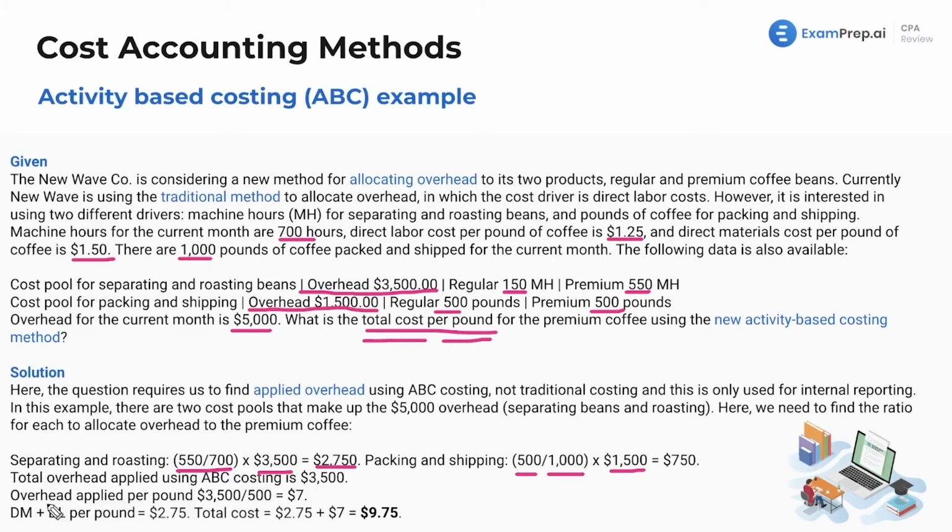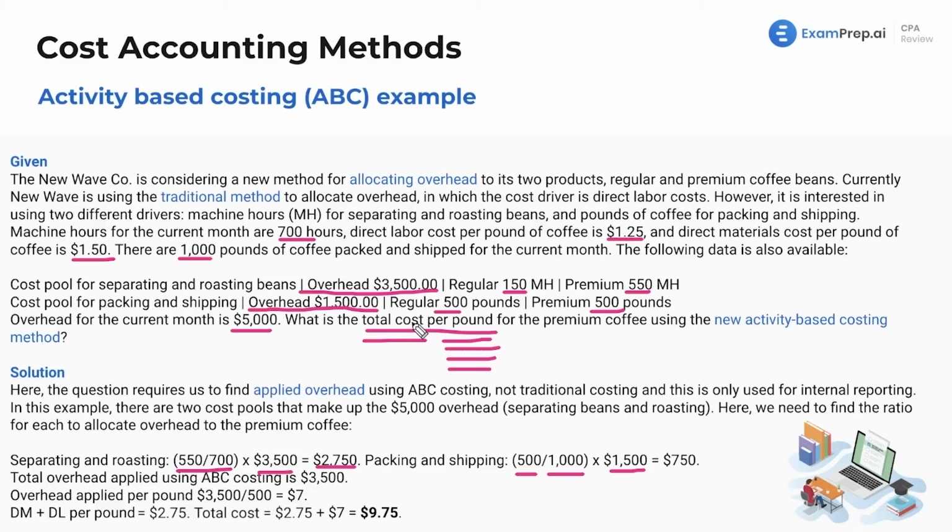Okay, now what's the total overhead per pound? Since we want it per pound, how many lines am I going to underline this with? Keep going. Okay, well, we have 500 pounds of premium coffee. Okay, that's great. Thank you, question, for giving us that. So that gets us to $7 of overhead per pound. 3,500 total overhead allocated to premium divided by 500 pounds. That gets us $7 per pound of overhead.